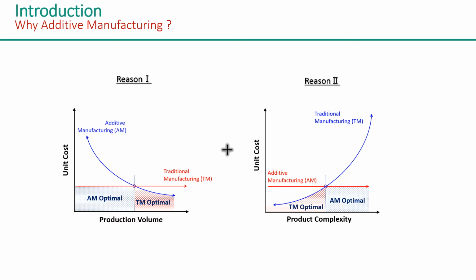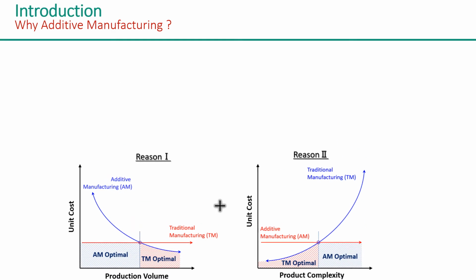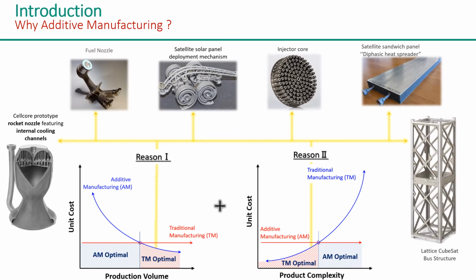And another is if the product complexity is too high, in that particular case also the production cost increases significantly. So in that kind of manufacturing, additive manufacturing plays a vital role in reducing the production cost. Due to these two reasons, we can see here several very complex components belonging to different sectors, which are difficult to produce by the conventional approach, but which can very easily be produced by additive manufacturing.